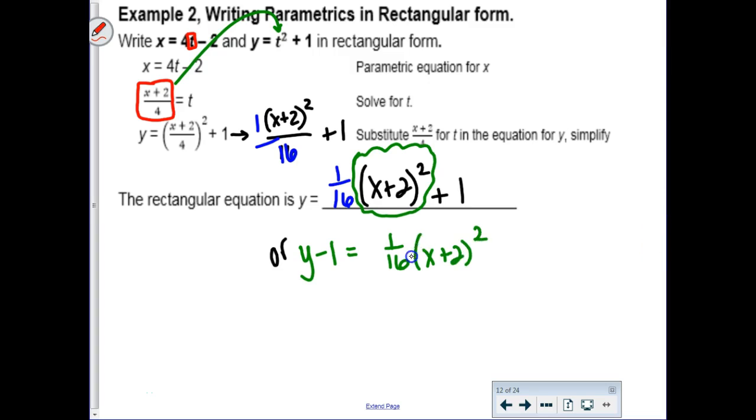And then what's that one more step you would do to isolate this (x + 2)² thing? Instead of dividing by 1/16, could we just multiply by 16? And of course, both sides, always both sides. Some of you forgot that on your test last week. All right, I think we're done.